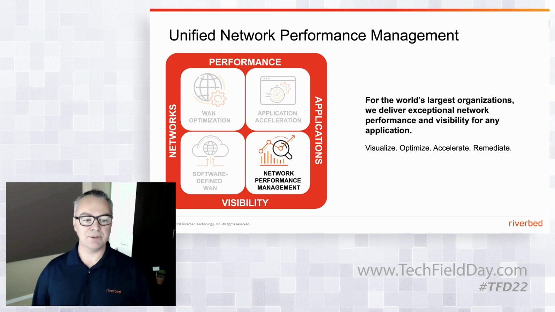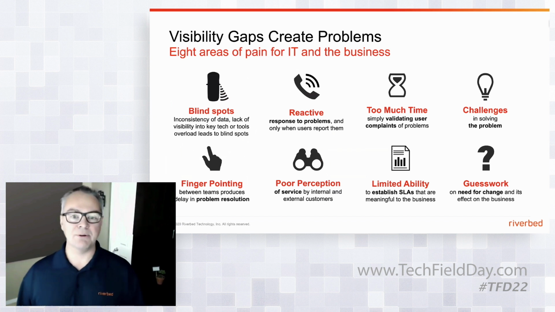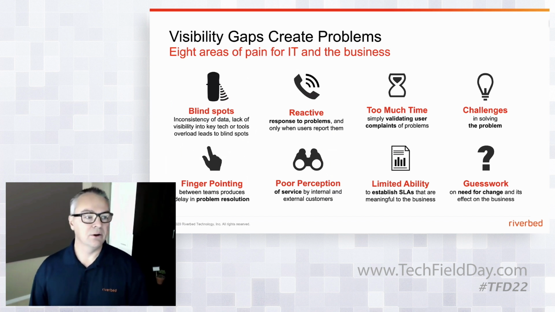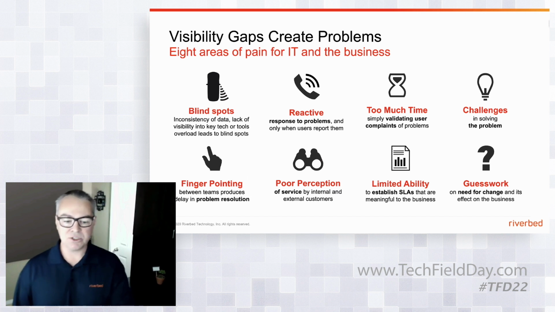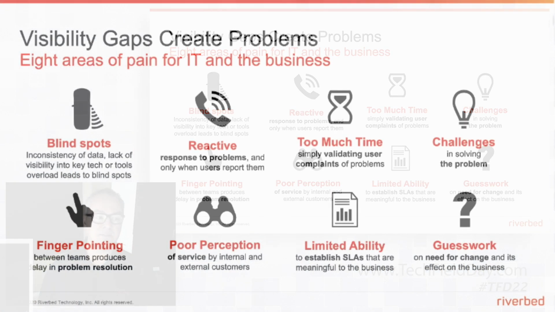So I'll share a little bit about some of the visibility gaps. These are just some of the things that I would see, right? So, we've got blind spots because of inconsistent data, or we don't have visibility into certain portions of our infrastructure, or even we don't have the right tools for it, maybe in some cases. And so that causes blind spots.